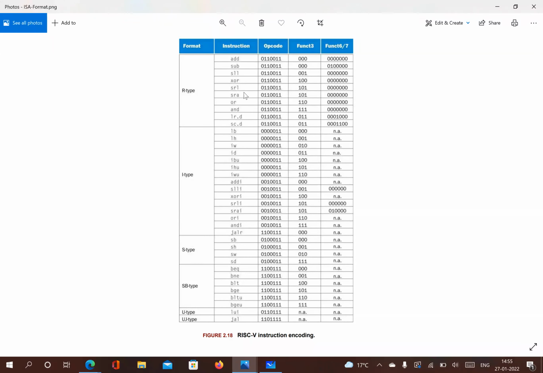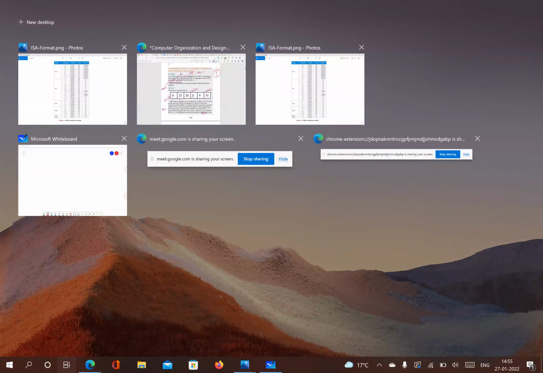If we go for some other instruction, suppose an AND instruction, which I have not explained in this class, how will we represent it? In the opcode field we will again write 51, in the function 3 field we need to write 111, that is 7, and in the function 7 field we need to write 0000000 again. So in this way you can represent any instruction by using this format.